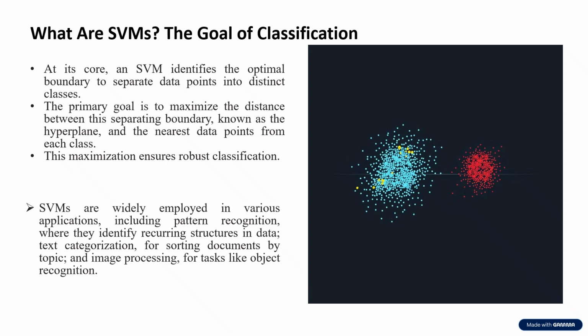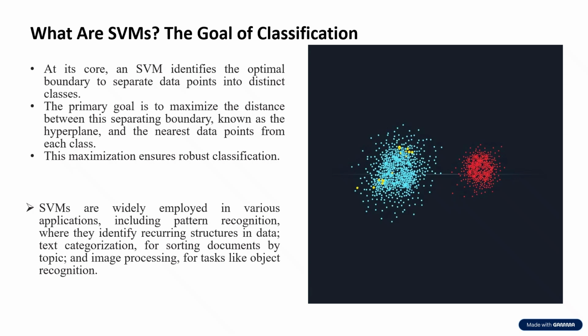Next, we have to maximize the distance between the boundaries. The line which separates these two data sets is called the hyperplane, and we consider the nearest data points from each class. The distance from the hyperplane to the data points, whether very close or far away, is the distance you have to maximize. Third, this maximization ensures robust classification. As the maximization increases, you can make a very good classification.